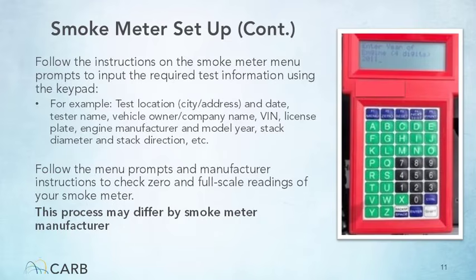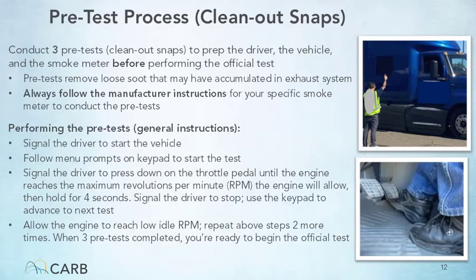Follow the menu prompts and manufacturer instructions for initial calibration, and check the zero and full scale readings of your smoke meter. Note that this process may differ by smoke meter manufacturer. The last step before performing the official smoke opacity test is the pre-test process, also known as cleanout snaps. This process includes conducting 3 cleanout snaps to prepare the driver, the vehicle, and the smoke meter before performing the official test. The cleanout snaps also help achieve more accurate results by removing any loose soot that is accumulated in the exhaust system before performing the official test.